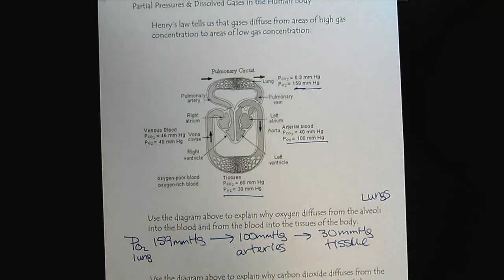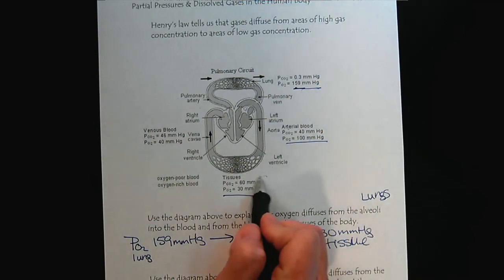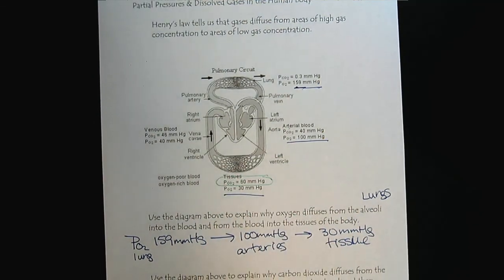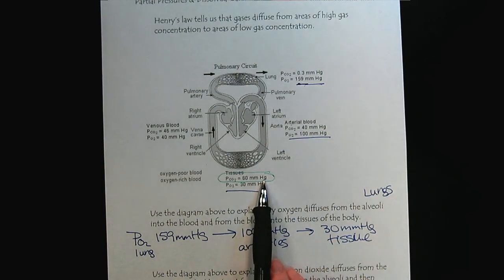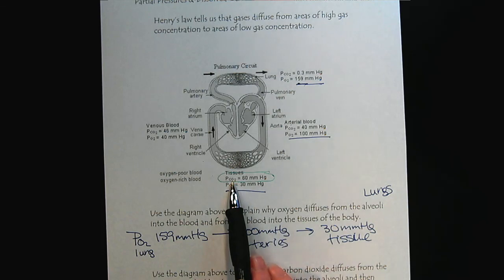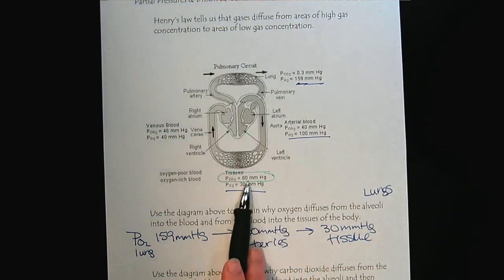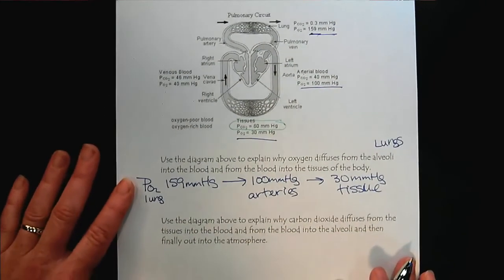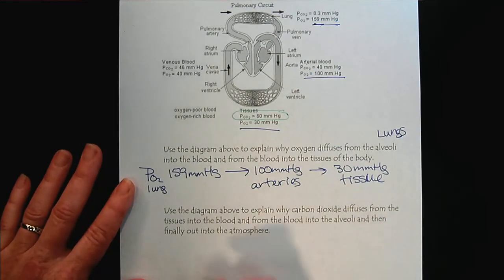Now let's look at the return trip. When we look at the return trip, we're focusing on the CO2. Well, the cells inside our body are busy undergoing aerobic respiration and producing CO2. So if we look at the pressure of CO2 in our cells, it's very high. Okay, so we have 60 millimeters of mercury of CO2 in the tissues.